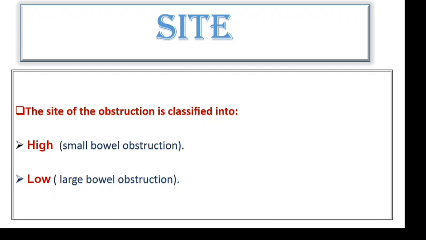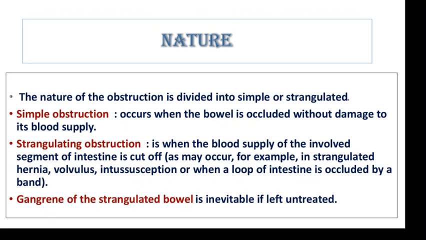According to the site, obstruction might be classified into two types: the high type, where there is small bowel obstruction, or the low type, where there is large bowel obstruction. According to the nature of disease, the obstruction can be divided into simple or strangulated. Simple obstruction occurs when the bowel is occluded without damage to the blood supply of that segment, while strangulated obstruction is when the blood supply to the involved segment of intestine is cut off.